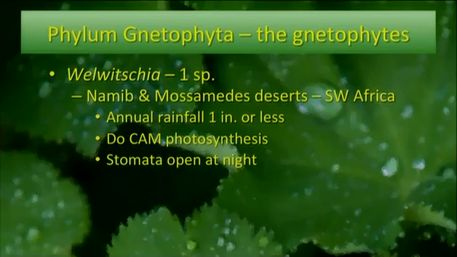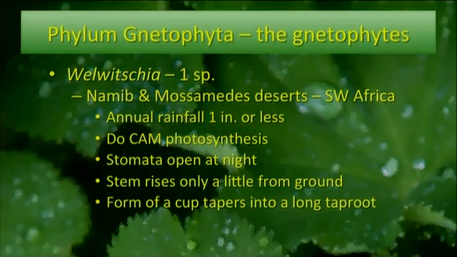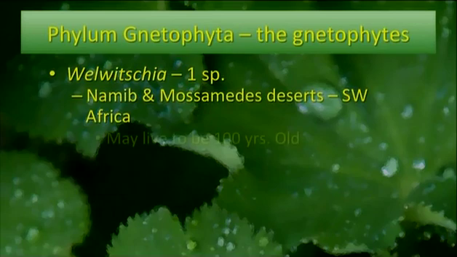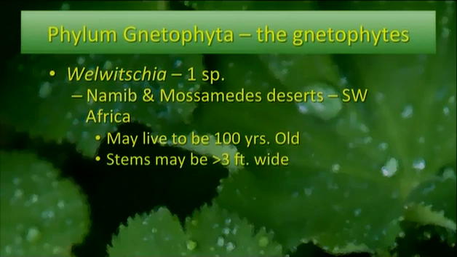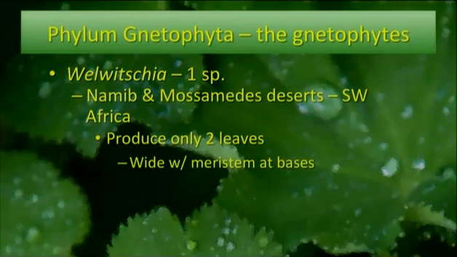The stem of this plant only rises a little from the ground, which helps protect it from the high winds. The stem is in the form of a cup, which tapers into a very long taproot. They may live to be 100 years old, and stems may be more than 3 feet wide. They produce only 2 leaves, and these leaves are wide and have a meristem at the base.